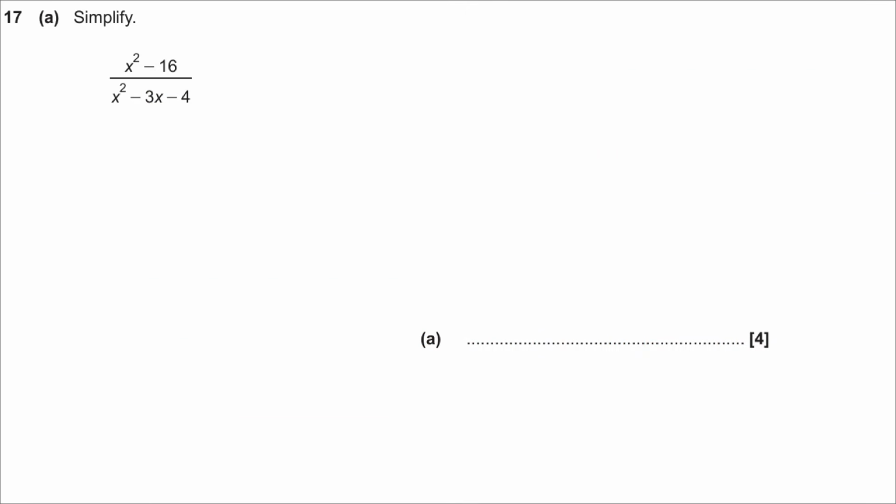Question 17a, simplify this. Whenever you get an algebraic fraction, you want to go and factorize the numerator and the denominator. Now, this part up here, the top one, this is the difference of 2 squares.